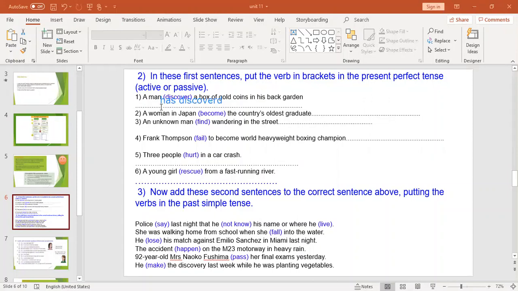Let's move now to the second sentence. A woman in Japan became the country's oldest graduate. A woman in Japan, again here, which is the subject, is the same as the one who did the action, not the one who received the action. So it's, again, very suitable to use active voice, has become.